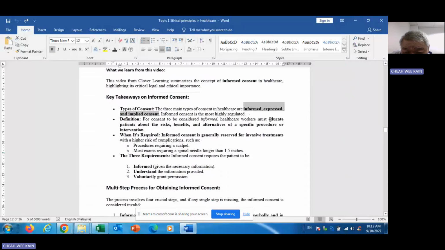To be considered informed, we must educate patients about the risks, benefits, and alternatives. When is it required? Normally for invasive procedures. If it's a simple cough, we don't do that. Invasive means surgery, because there's always a risk; you may interrupt somebody's body. The key requirement is that the patient understands what is being informed to them. They try to keep it simple, but give a complete picture.